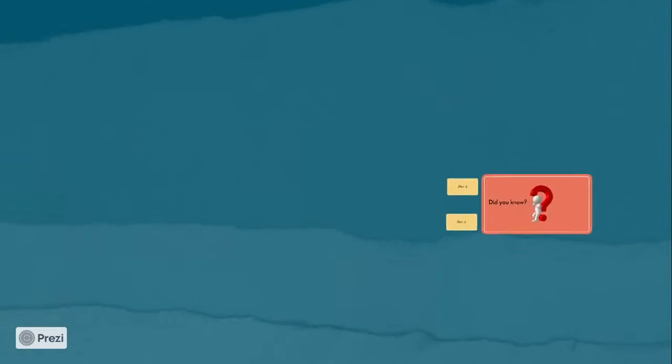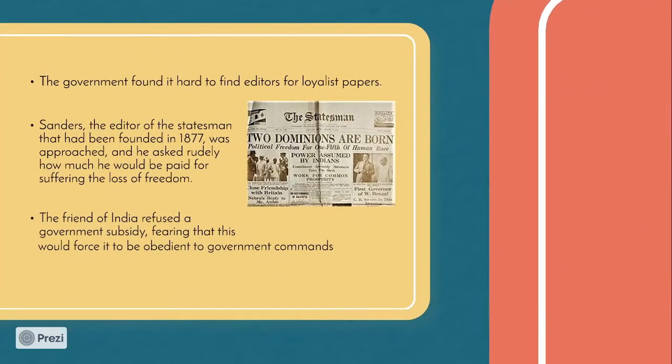Did you know the government had trouble locating people to serve as editors of papers that were loyal? When approached, Sanders, editor of The Statesman, which was established in 1877, questioned him politely how much he would be compensated for losing his freedom. The Friend of India declined a government subsidy out of concern that doing so would make it subject to orders from the government.